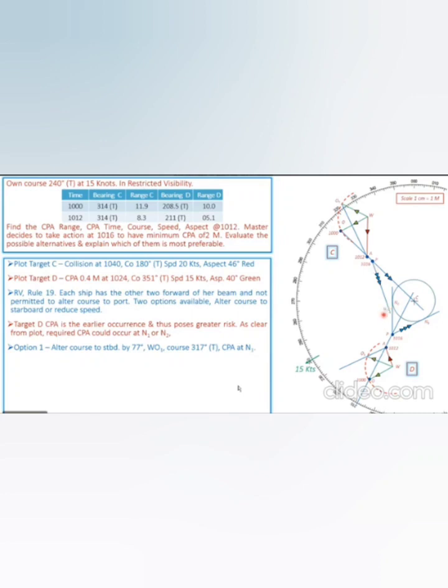And it tells us that the CPA for target Charlie will be more than our required value of 2 nautical miles. So this indicates that this action of alteration of course to 317 degrees true will make the CPA of both the targets more than our required CPA of 2 nautical miles. So this is the first option which is available to us. Let me know your doubts up to here, beta.